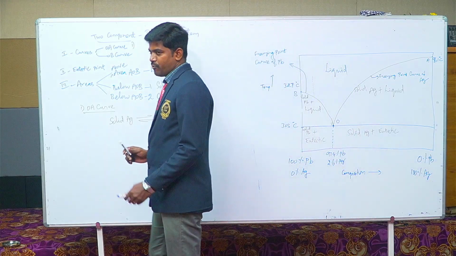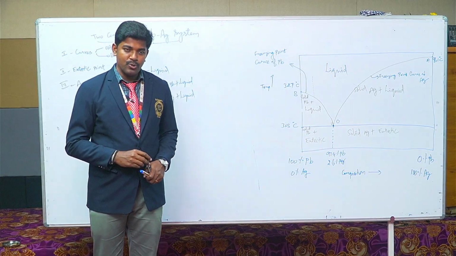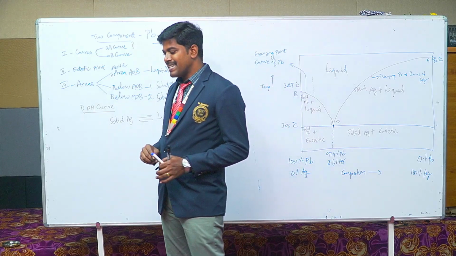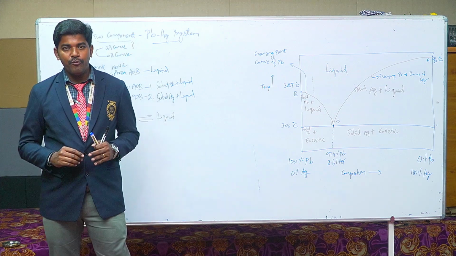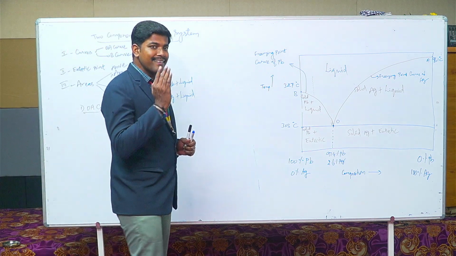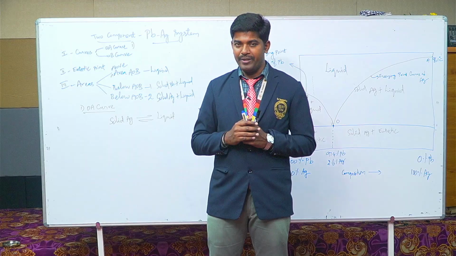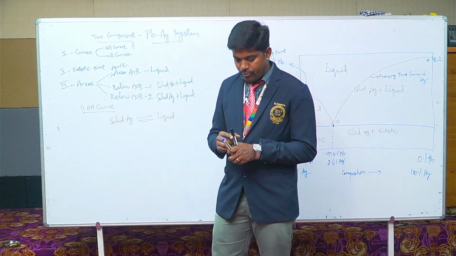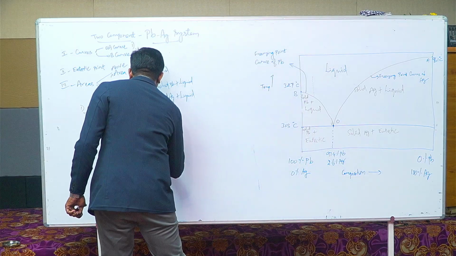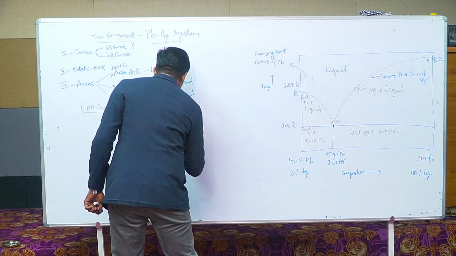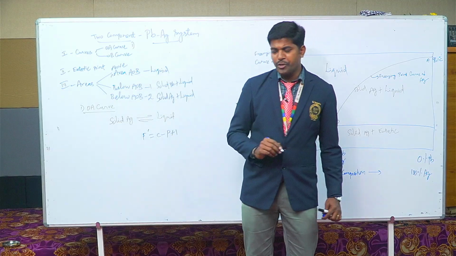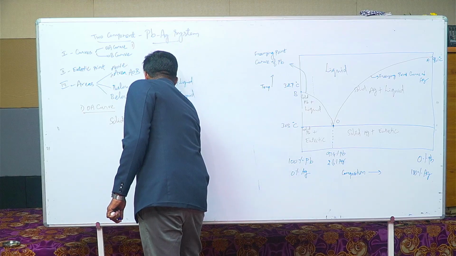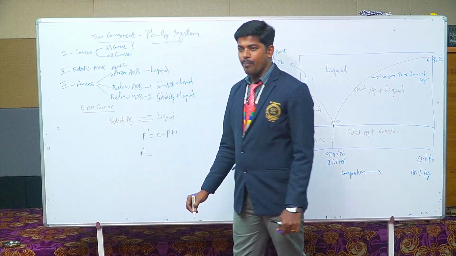Now we need to find out the number of degrees of freedom. It is very important to remember this is a two component system, and this is an example of a metal alloy system. In the case of a metal alloy system, we need to apply the reduced phase rule. Here the pressure is negligible, so the phase rule becomes the reduced phase rule. The formula is F' equal to C minus P plus 1.